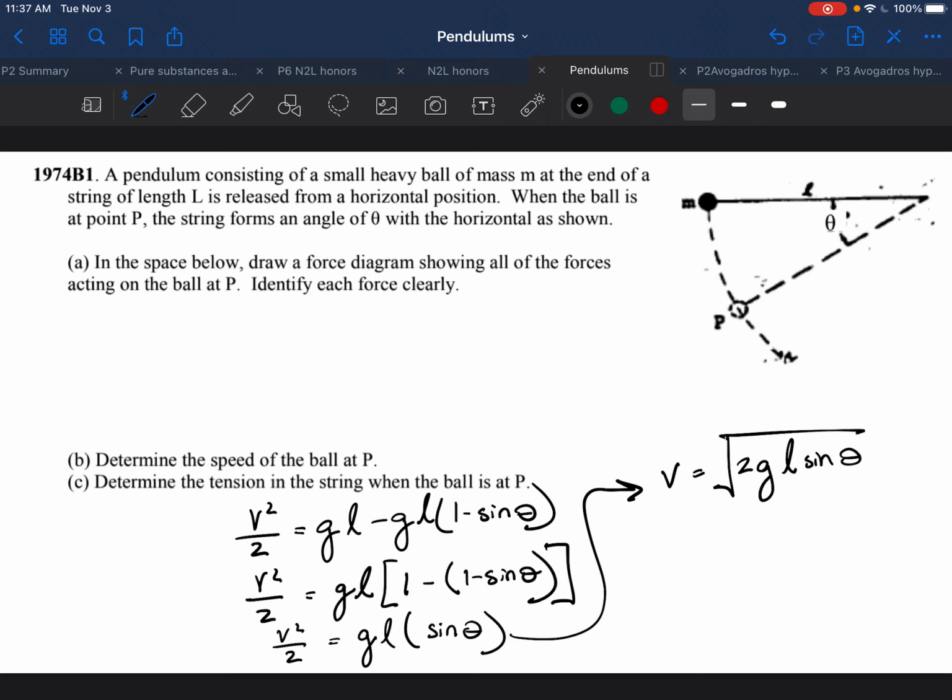So just the algebra from there. But the real important part here was the conservation of energy.